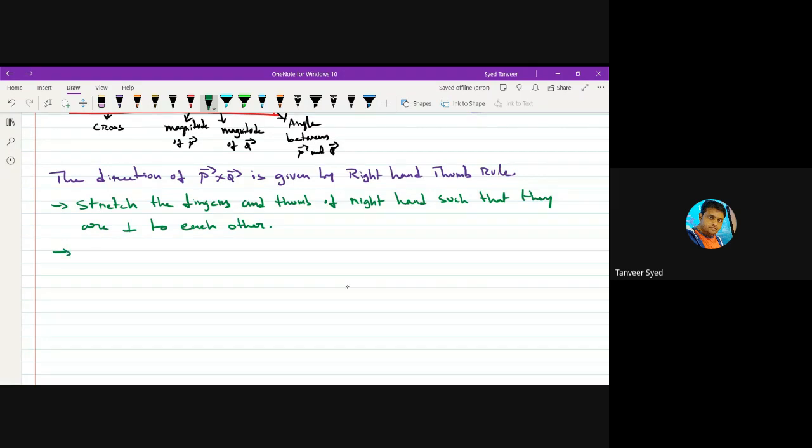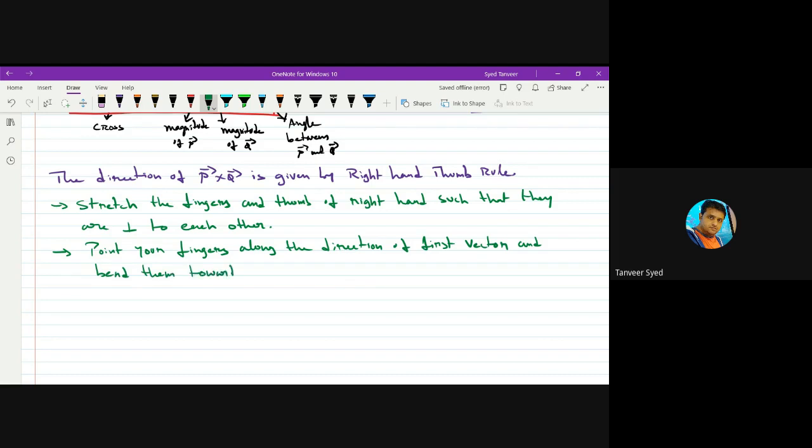Then point your fingers along the direction of the first vector, and bend them towards the second vector.